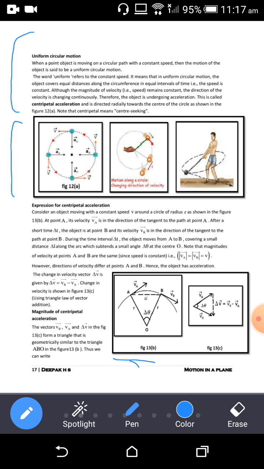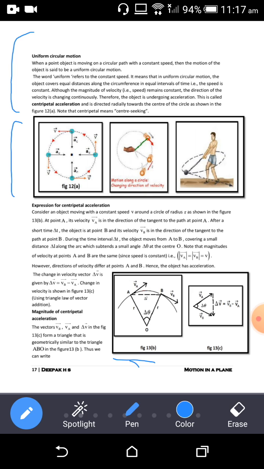Okay, at the center O. Note that the magnitudes of velocities at point A and point B are the same since the speed is constant. That is, vector vA is equal to vector vB, which is nothing but equal to vector V. However, the direction of velocity differs at point A and B, hence the object has acceleration.